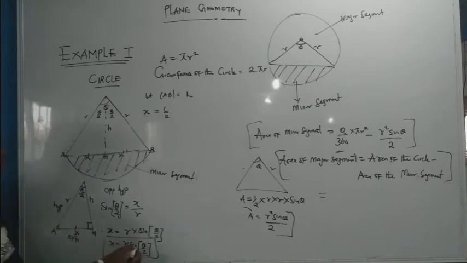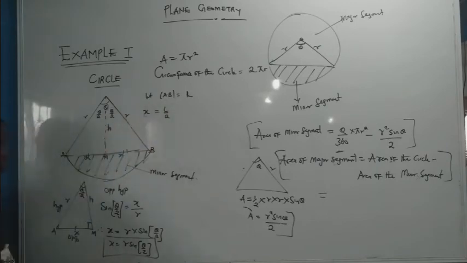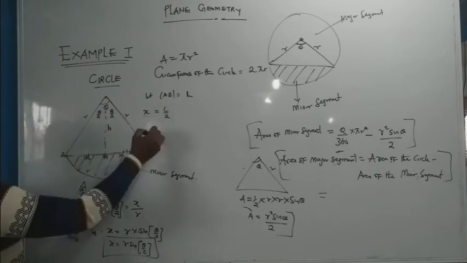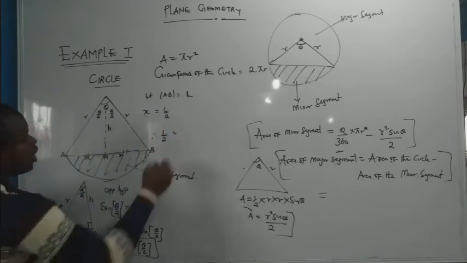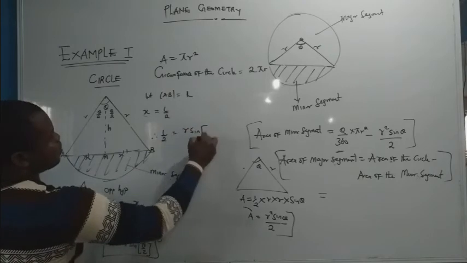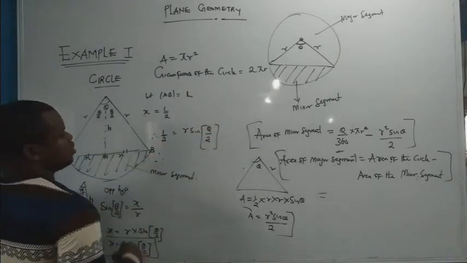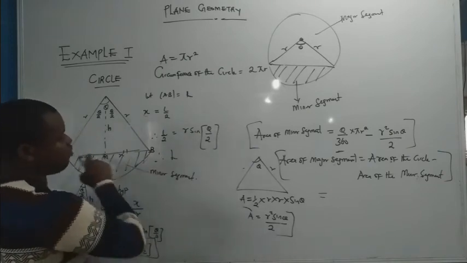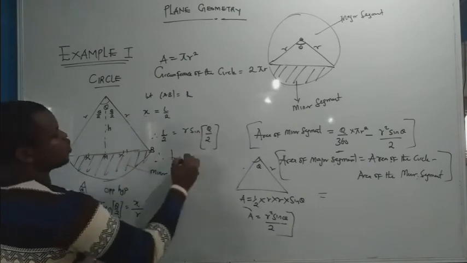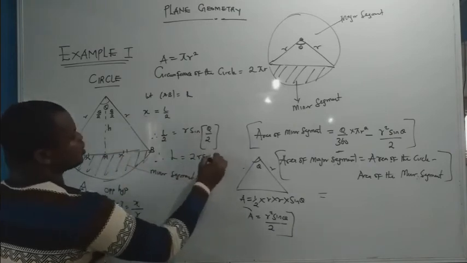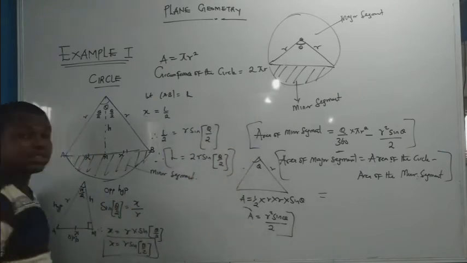Since x equals R sine theta over 2, and x also equals L over 2, what do you do? You equate them. Therefore, L over 2 is equal to R sine theta over 2. So therefore, we have the length of the chord, which is L, that's side AB, L is equal to 2R sine theta over 2. So this is the length of the chord, exactly.